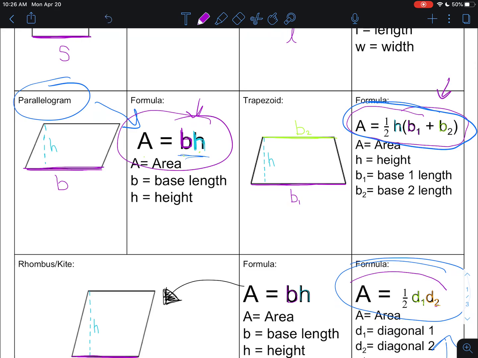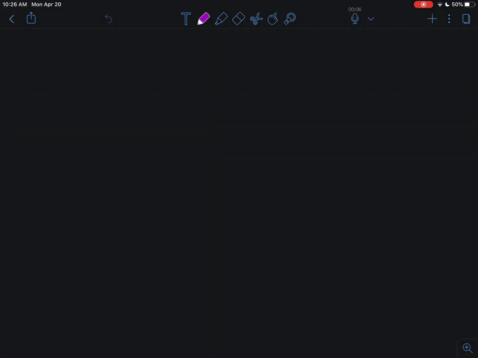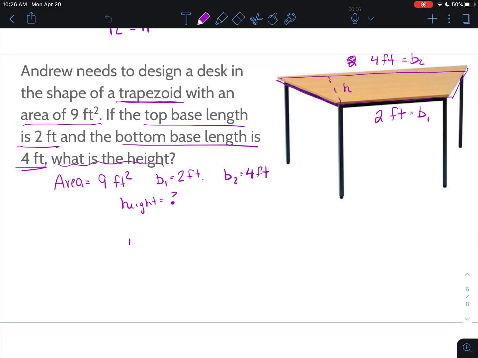Area equals 1/2 times the height times the 2 bases added together. So let's write that down. Area equals 1/2 times the height times base 1 plus base 2. Okay? Now we're going to work left to right and plug everything in that we know. So starting with area, we know that the area is 9. 1/2 comes down, we'll write 0.5.